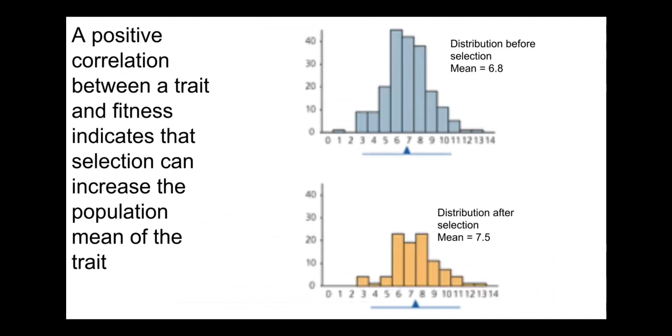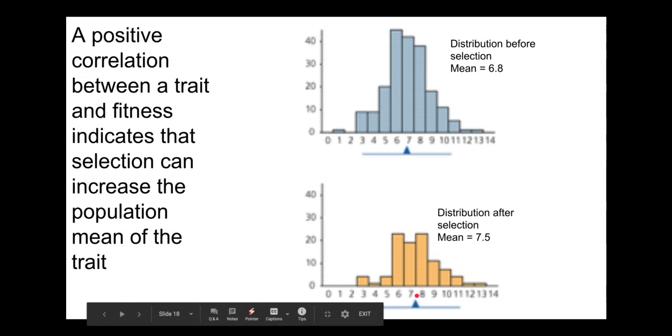So what we see here is that over time, this histogram can shift. Originally, the mean was a little bit less than 7. Mean was 6.8. If there's a positive correlation between this trait and fitness, larger individuals are more likely to survive and produce. They're going to pass their genes for being big into the future. This is going to drive up the mean, and here the distribution has shifted and it's 7.5.